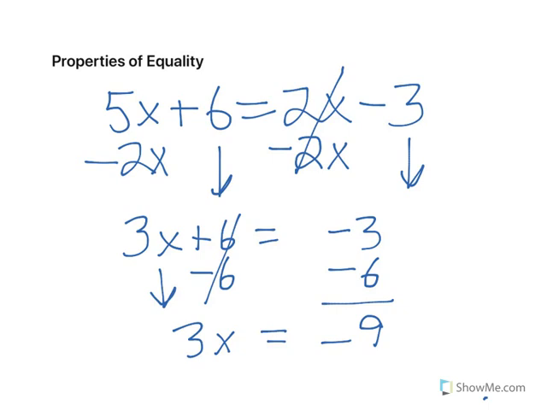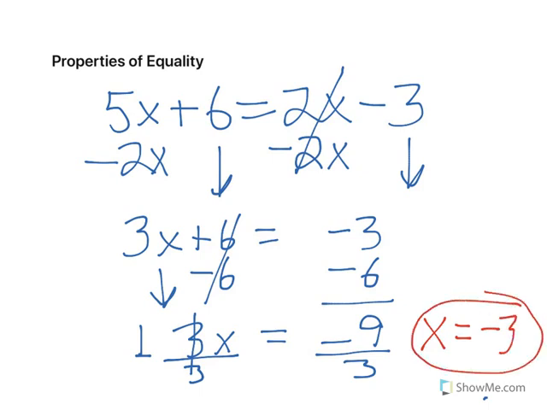So we're almost there, but I still have a 3 in front of the x, and I want to get the x by itself. So if I divide both sides by 3, these will go away and give me 1. 3 divided by 3 is 1. So I end up with 1x, or just plain old x, and negative 9 divided by 3 is negative 3. So x is equal to negative 3.